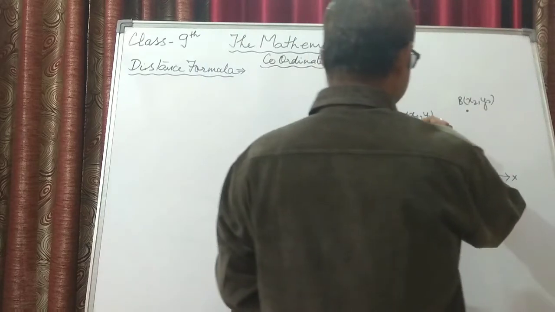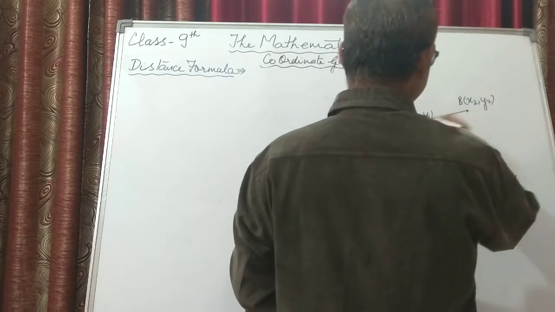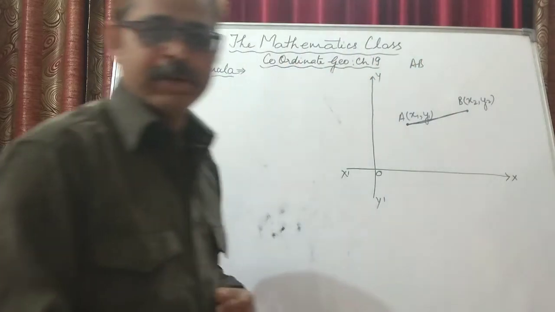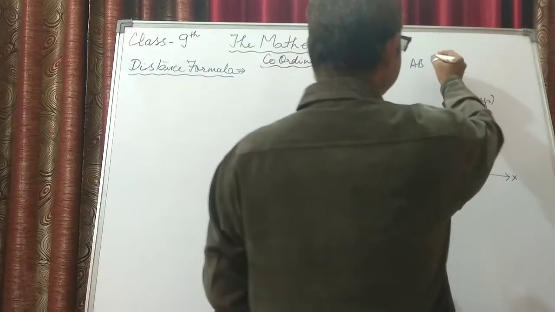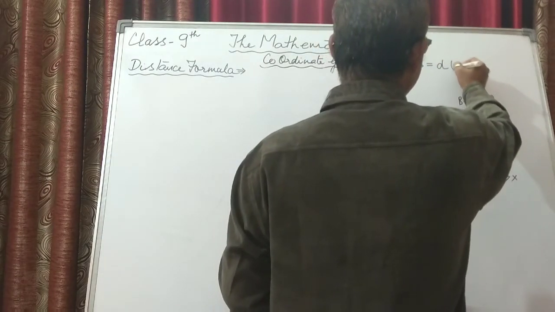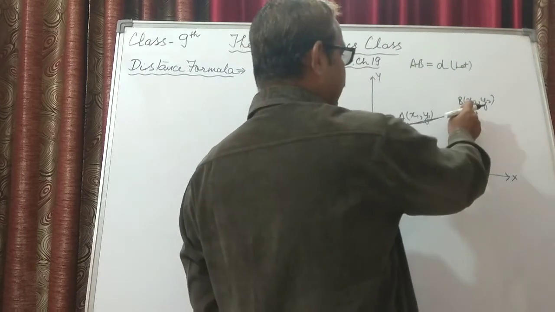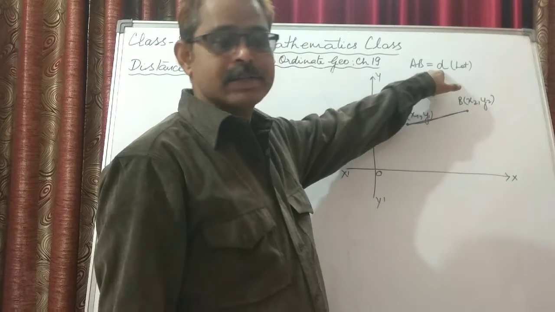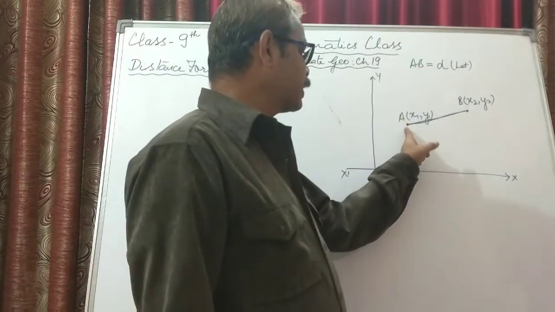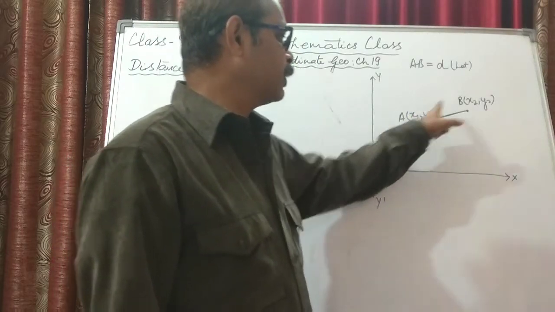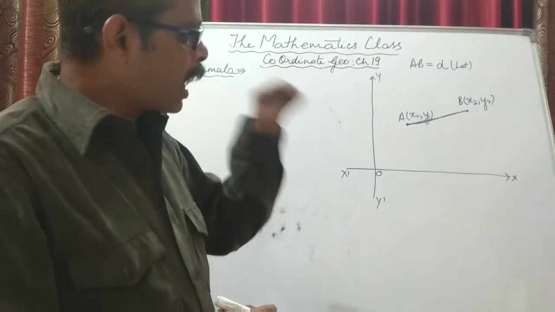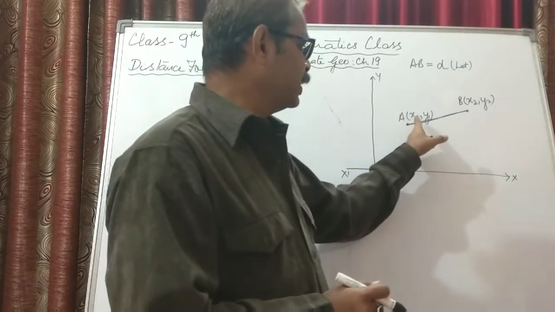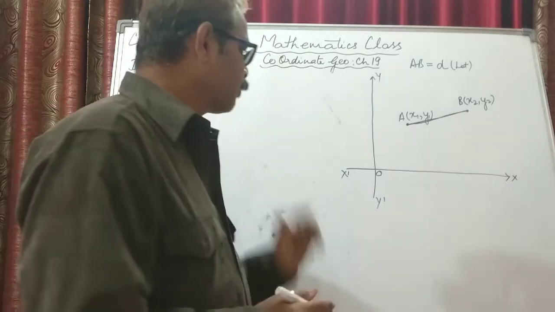Now I am joining these points, and AB has become a straight line. We assume the length of line AB, or the distance between points A and B, is represented by D units. So this is the distance. D is the distance between the two points A and B, where coordinates of A are X1, Y1 and coordinates of B are X2, Y2. Now how to find the distance D between these two points in the form of coordinates, that is what we are going to study.